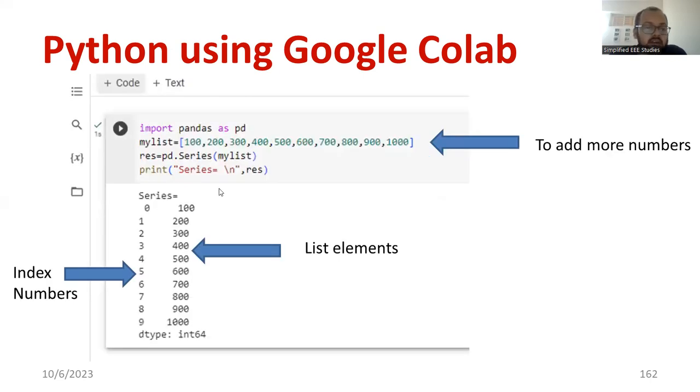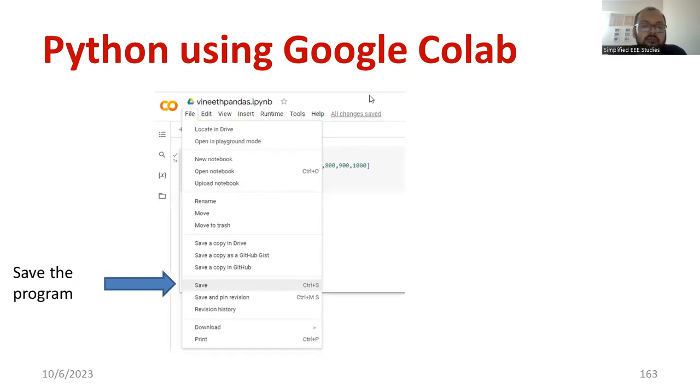Moving further, here is another example. As you can see, another example of creating a list of integers, and this is just like a one-dimensional array. Similarly, if you want, you can save the program. Go to File and Save.